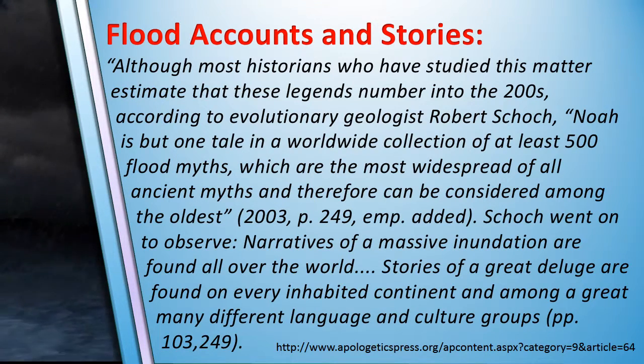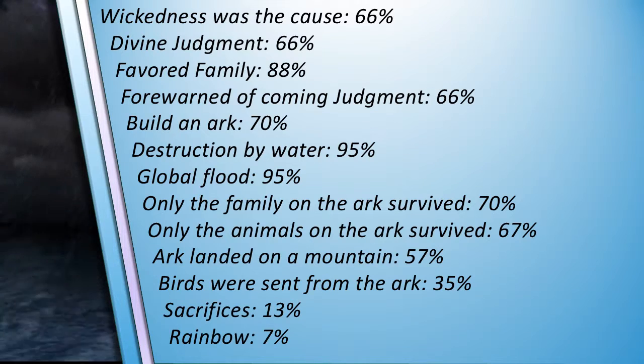Schoch went on to observe narratives of a massive inundation are found all over the world. Stories of a great deluge are found on every inhabited continent and among a great many different language and culture groups. When compared, those flood stories from around the globe have remarkable similarities that point back to a real historical event that must have been burned into the memory of the cultures that descended from that family that was saved.